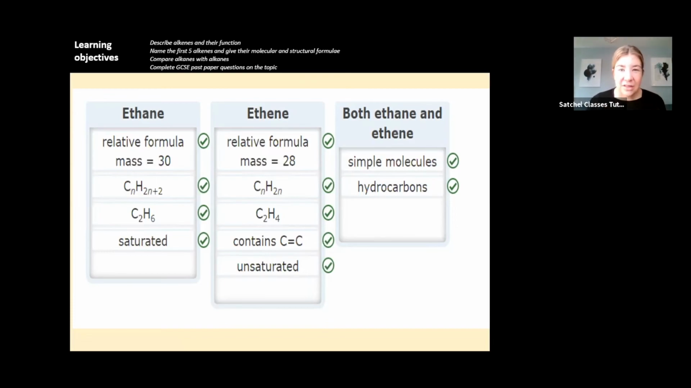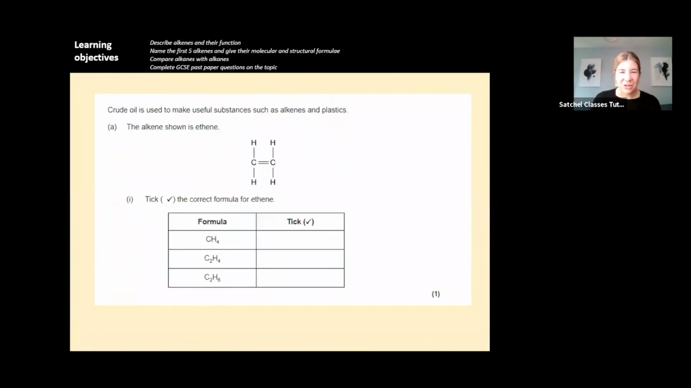Let's have a quick go at a couple of GCSE past paper questions just to make sure that you've understood. So I think we've just got one in this lesson because actually a lot of the questions link alkenes with polymers and plastics, which is kind of separate science only. So there's very few questions that are by themselves, but you never know, okay? So it's always good to try a question. So crude oil is used to make useful substances such as alkenes and plastics. The alkene shown is ethene. Tick the correct formula for ethene. So this is a nice one.